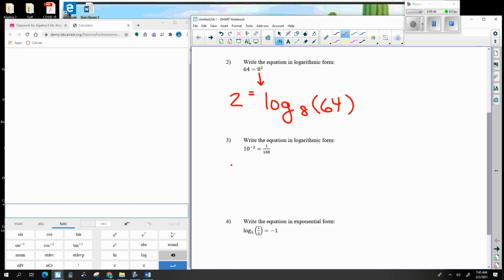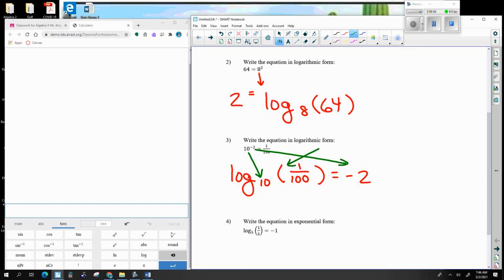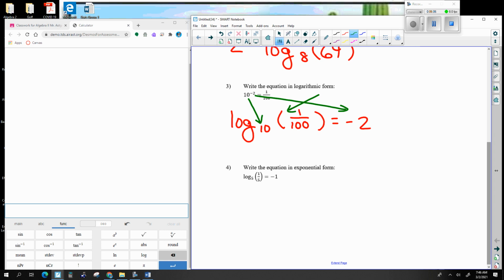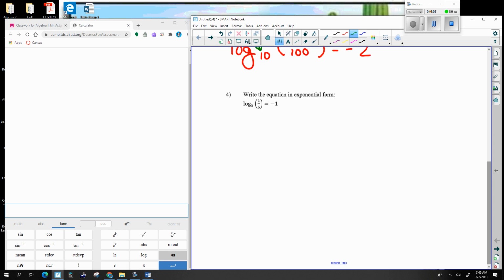Here we go. The base is 10, so this is log base 10. And then the 1/100th comes over, and the -2 goes over. So the base is the base. Everything switches sides. You get the idea. Now they want us to write this in exponential form. Here we see that the base is 5. So the -1 comes left and the 1/5 goes right.